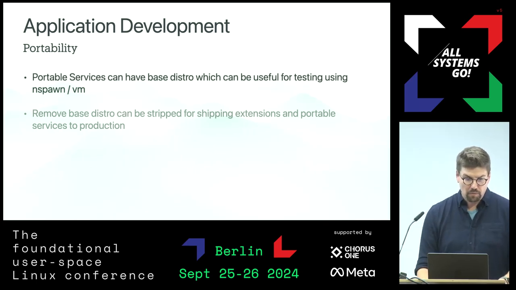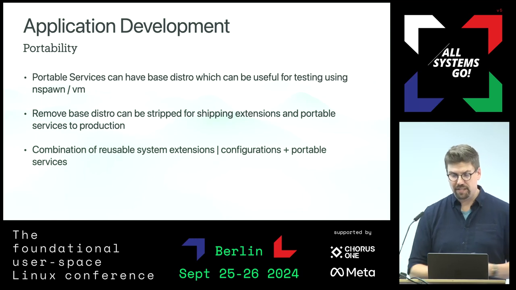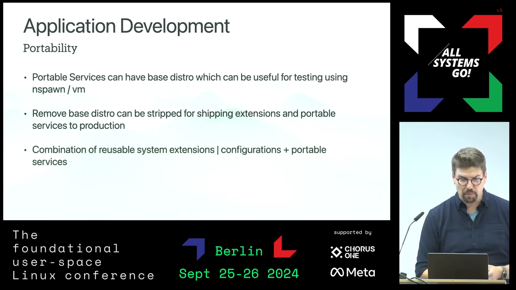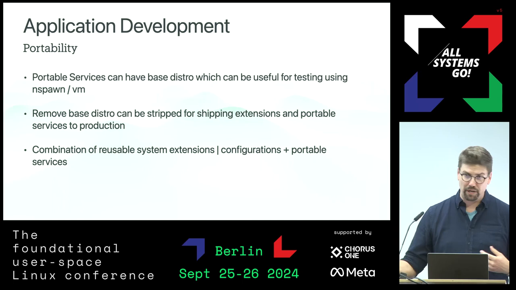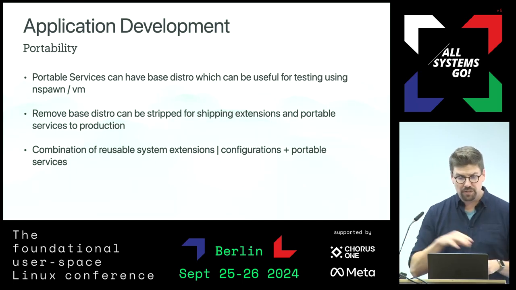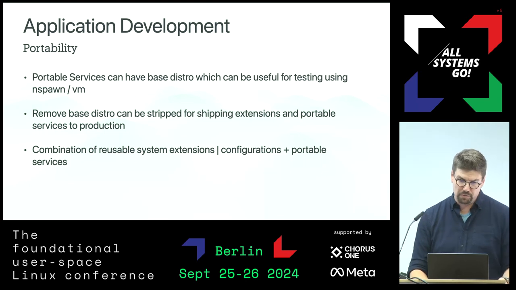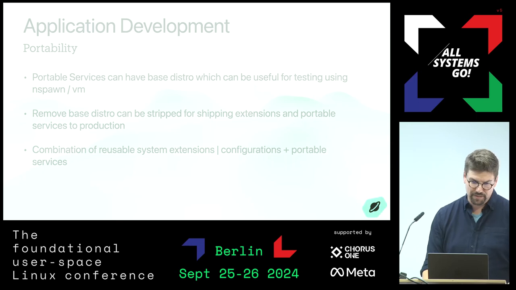For portability, we have all the basic things that are disposable. Things like nspawn and VM that you can use to bring up portable services for testing. And to make them lean, you can strip out any of the base distribution that ships with them to make sure that on the target, it ends up taking the smallest amount of space.